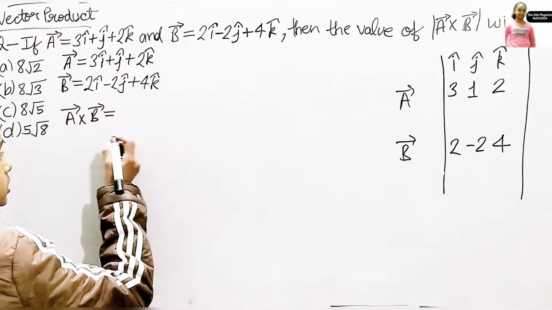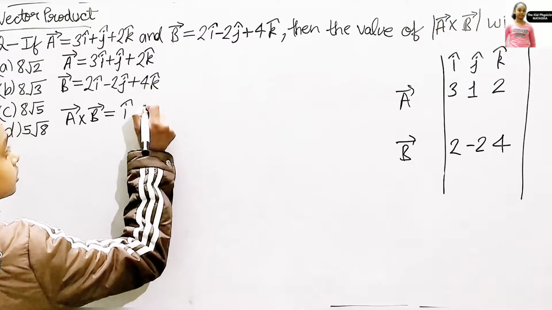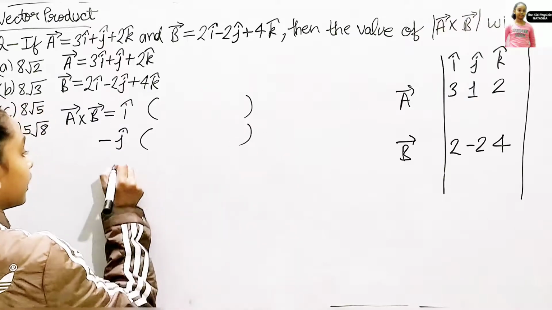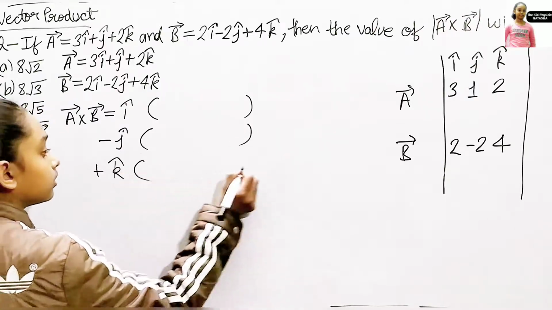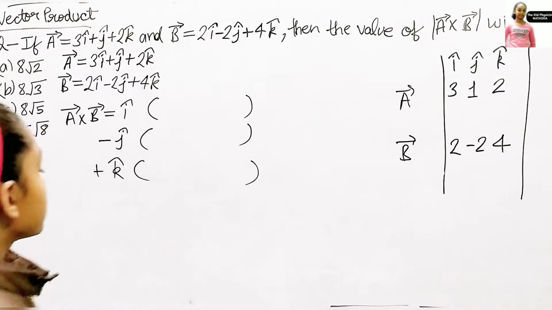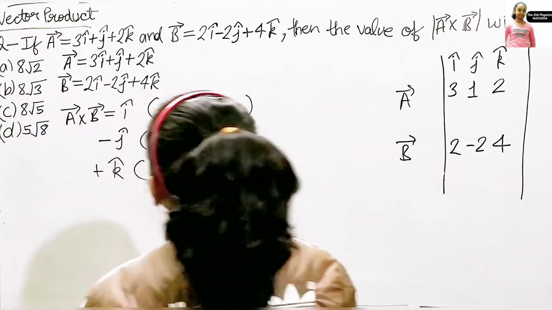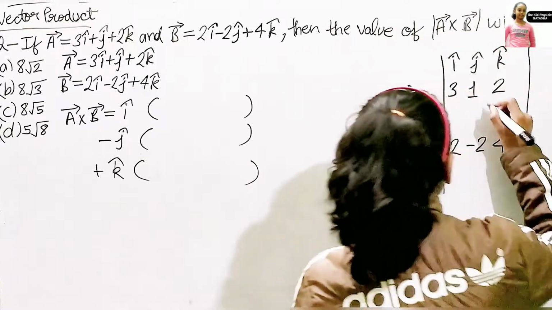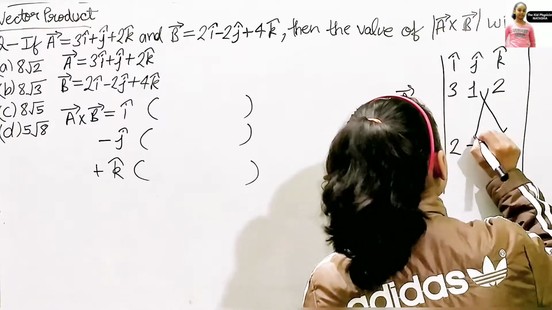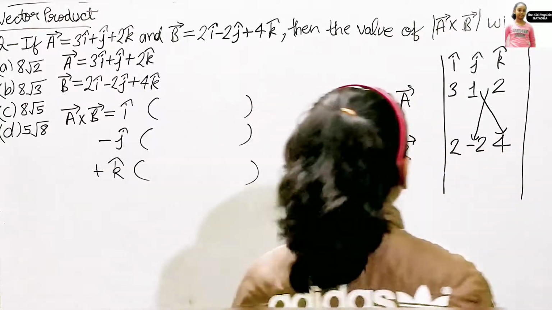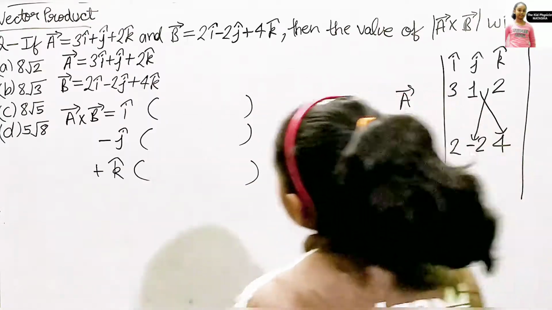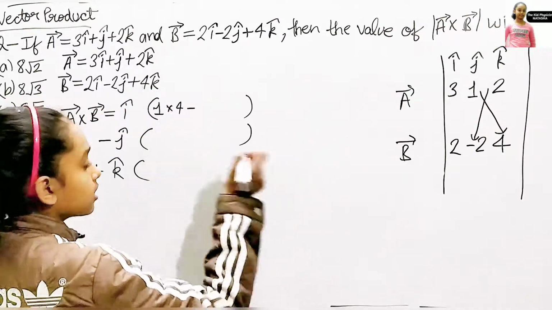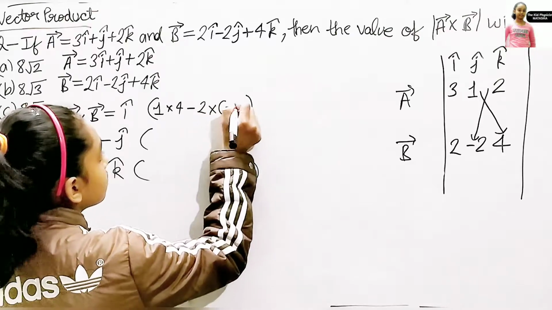A cross B is equal to what? First, i cap with a bracket, then j cap with a bracket but in negative, and then plus k cap with a bracket. Now let's continue. First, i cap: hide the row of i cap and the column of i cap. What will we get? 1 times 4 and 2 times minus 2. So 1 into 4, then minus 2 into minus 2.